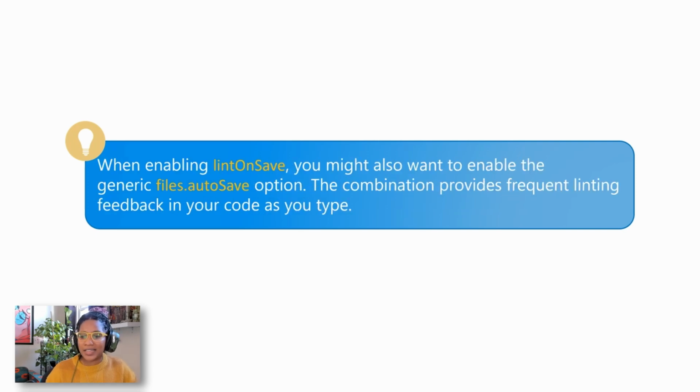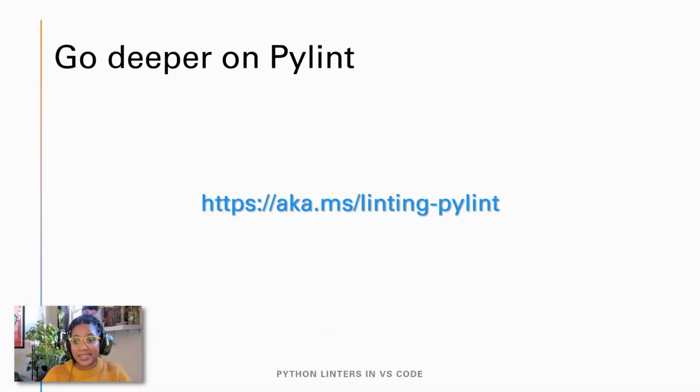There's also a setting that you can enable called Lint on Save, which will check for linting errors every time your file saves. If you want to supercharge this experience, you can enable file.autosave so you can frequently lint and frequently save. If you want to go deeper into PyLint settings, you can visit aka.ms/linting-pylint. Now we're jumping into the demo.